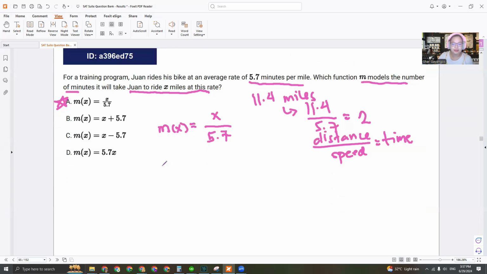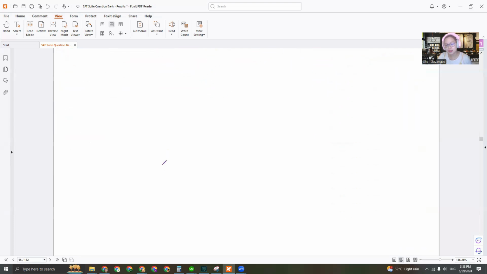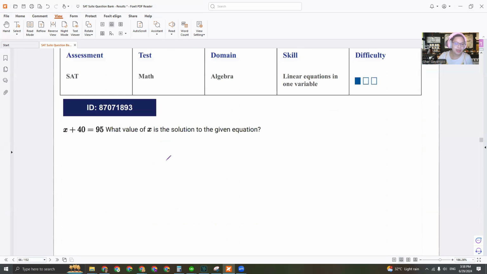All right. So I hope you get used to number 1, interpreting equations, and number 2, setting up your own equations at this point. We're now working on question 66. So what is the value of X so that it's a solution to the equation?